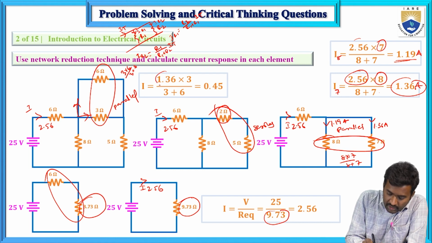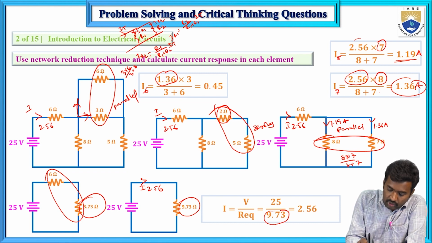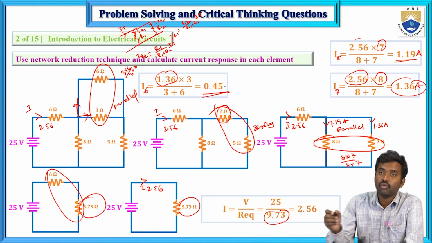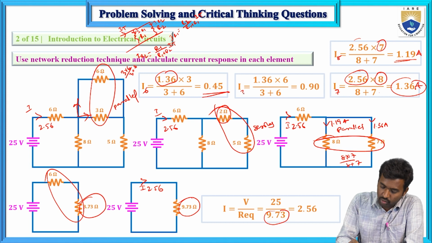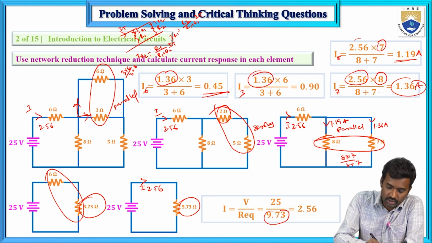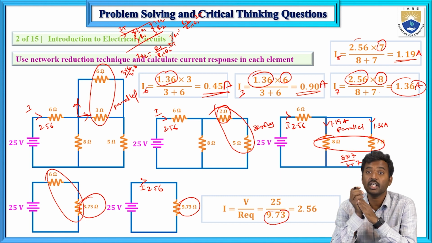So the current through the 6 ohms resistor equals 1.36 times opposite 3, over 3 plus 6, that equals 0.45. Next, the current flowing through the 3 ohms resistor equals the same 1.36 times the opposite branch resistance 6, over 3 plus 6, that equals 0.9. So this is the normal network reduction technique.